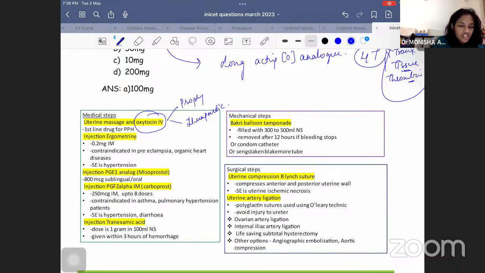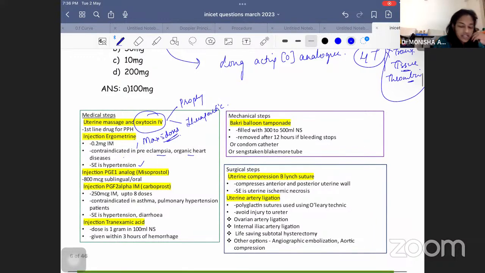It's 0.2 mg IM. Maximum number of doses that can be given is 5 doses. It is contraindicated in preeclampsia and organic heart diseases, and the side effect is hypertension, definitely. So it should not be given in preeclampsia. PGE1, that is misoprostol, can also be given as 800 microgram sublingual or oral, or you can also give it as rectal.